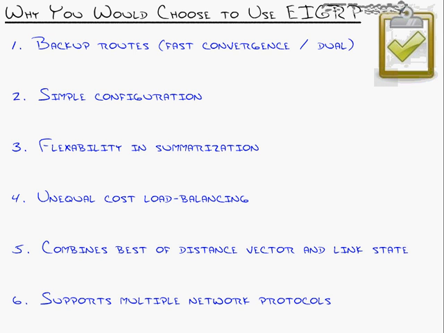5. Combines the best of distance vector and link state, meaning you get the ease of configuration along with all of the features of a typical link state routing protocol. Now, because of that, the official term for EIGRP is that it is a hybrid routing protocol. That's what Cisco calls it, it's a hybrid. But if you were to look deep into the trenches of EIGRP, you would find out it's officially categorized as an advanced distance vector routing protocol.